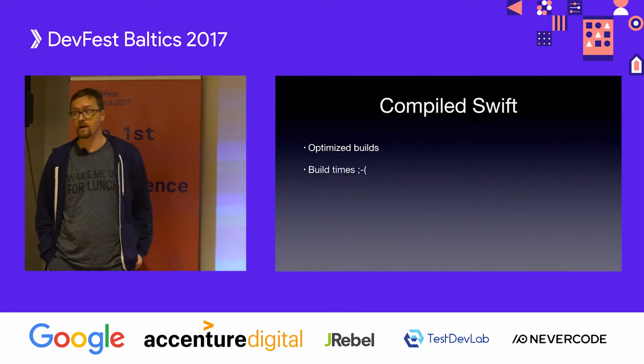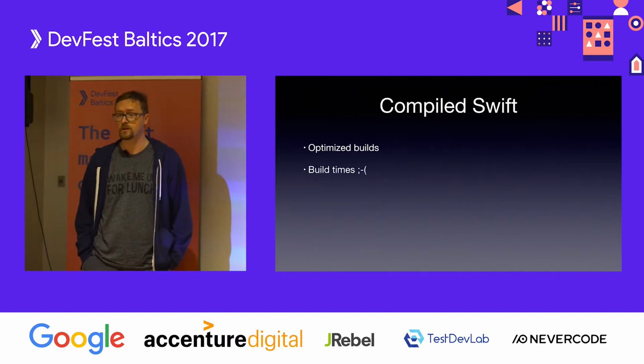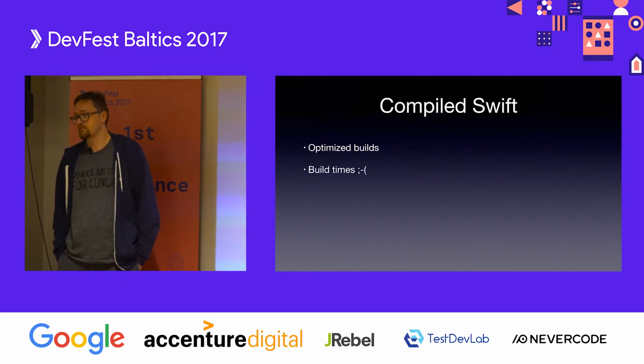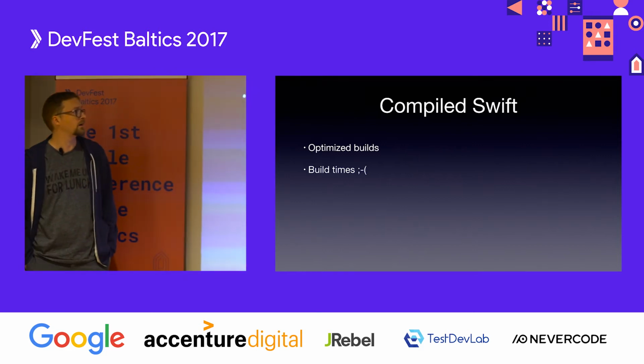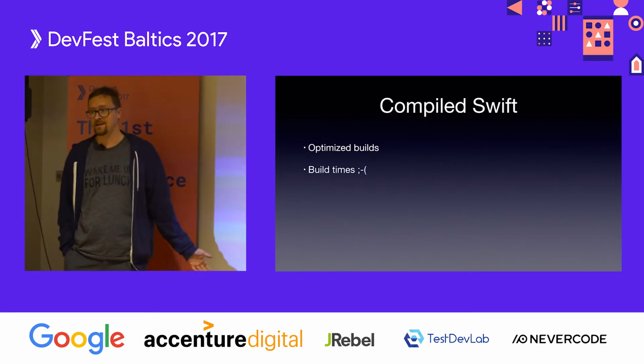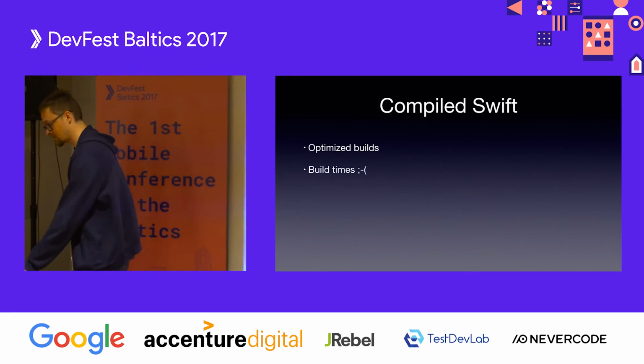And we have compiled Swift. So this is the Swift we use and we know. Compiled Swift's pro is that it is optimized, like any compiled language can be. But the con is build times.